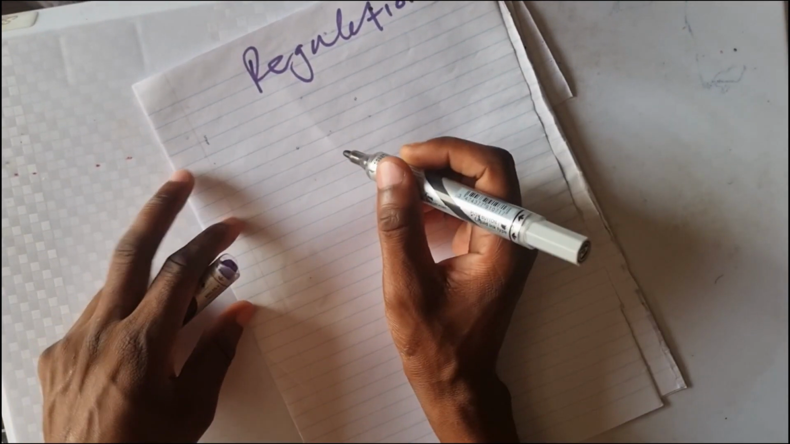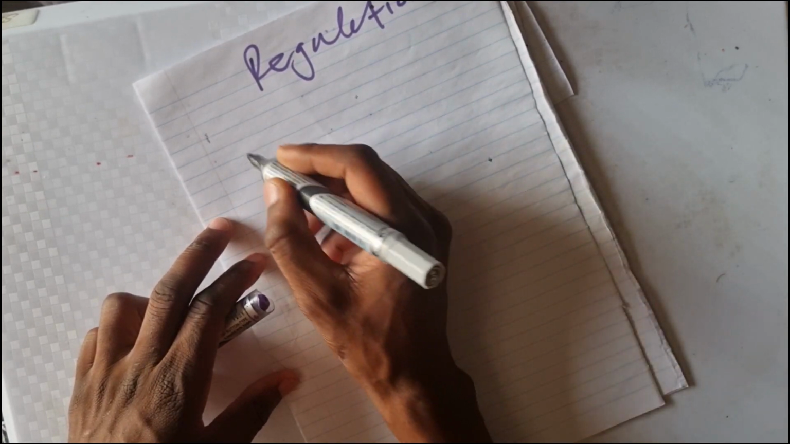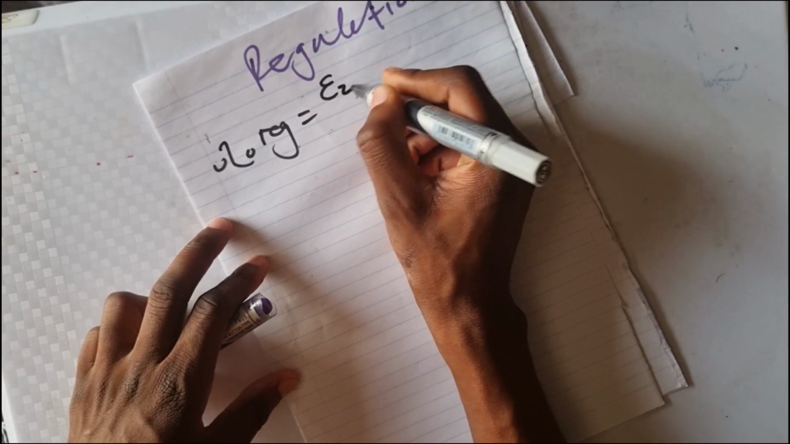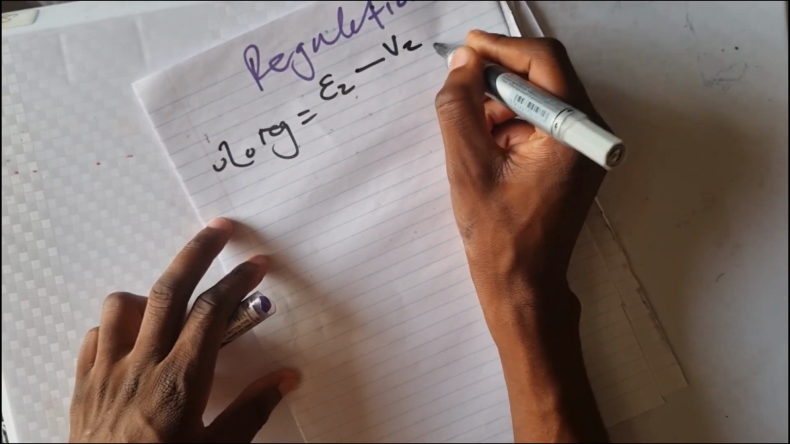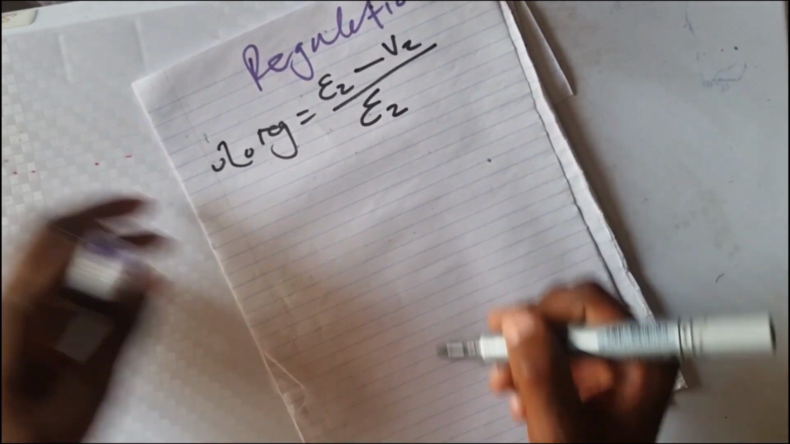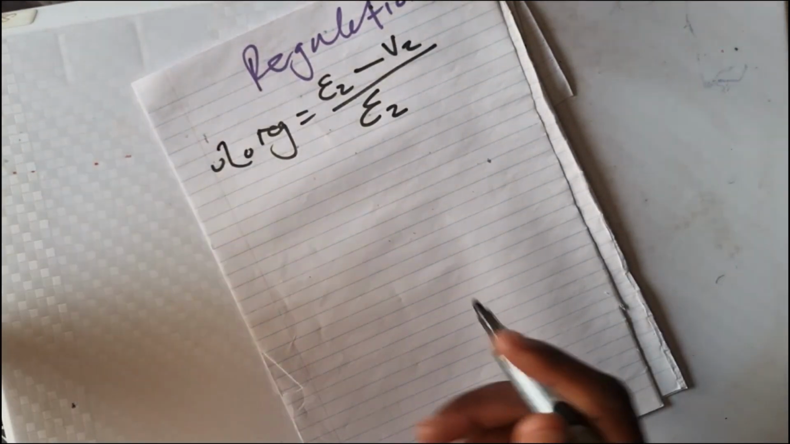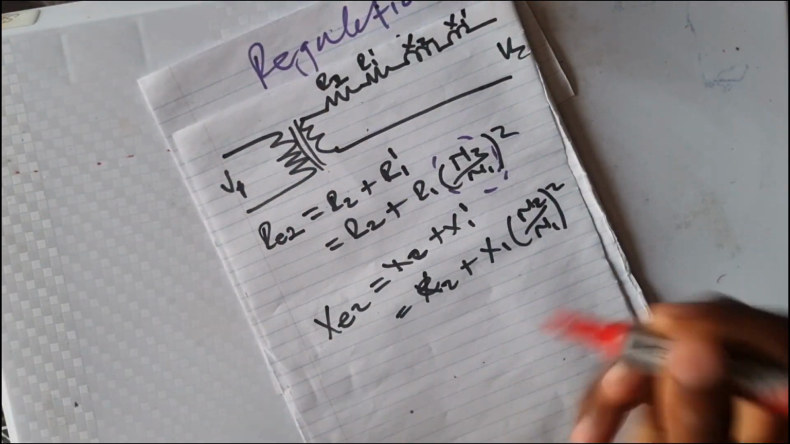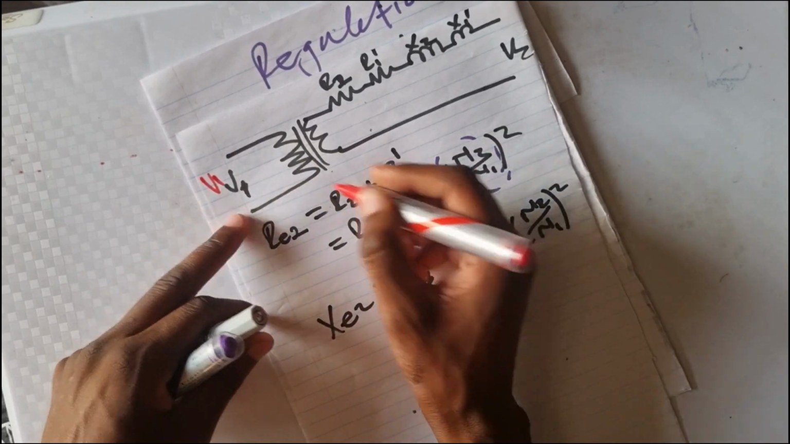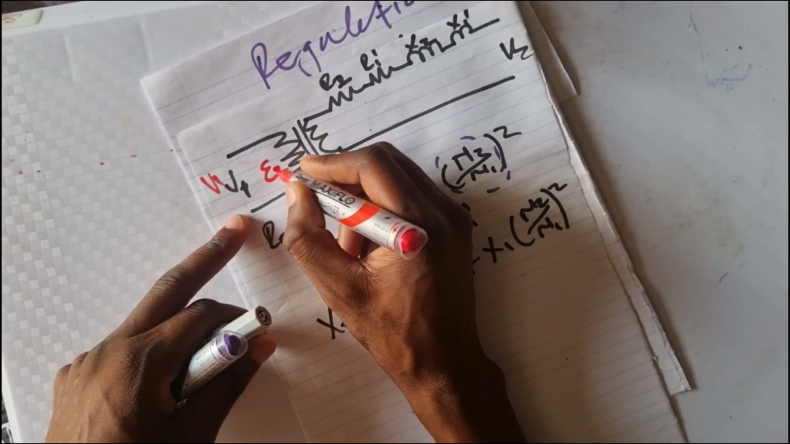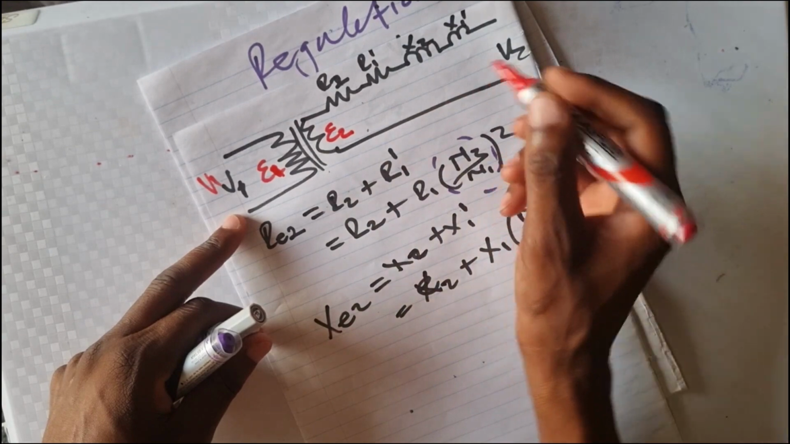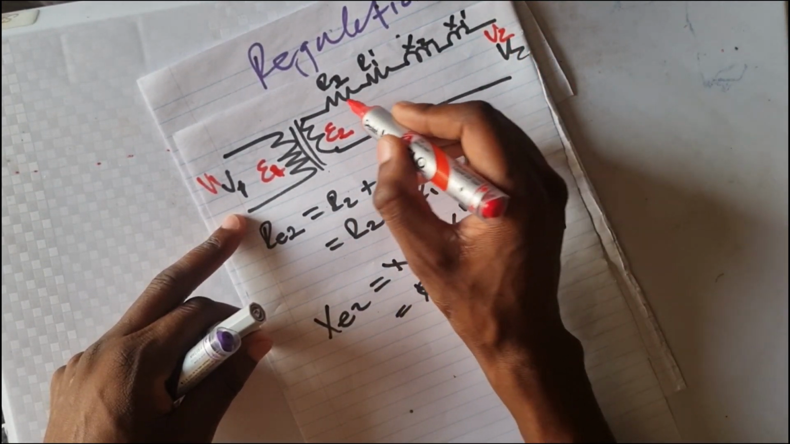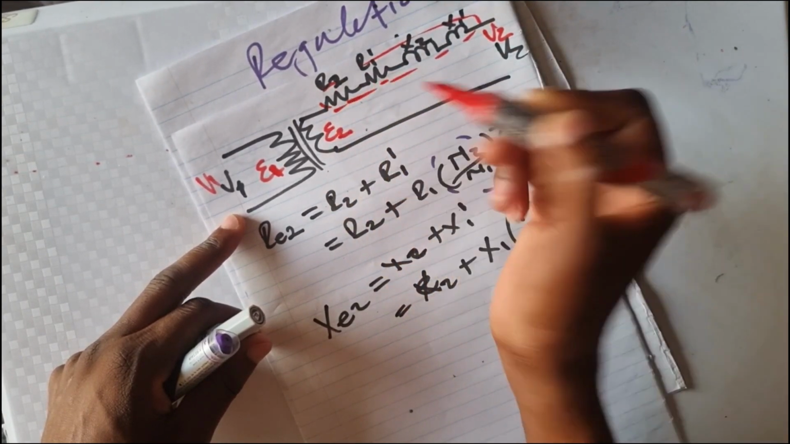Now, to calculate the regulation of a transformer, the formula is going to be: the percentage regulation is equal to E2 minus V2 over E2. So when we look at our diagram here, or any of our diagrams, we did say that we're going to have V1, and then E1 here, and then E2 here, and then V2 here. E2 and V2 are not the same because of this impedance.